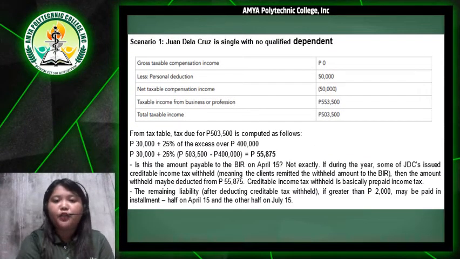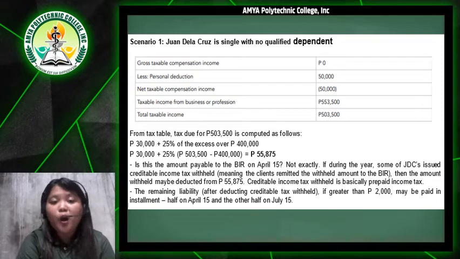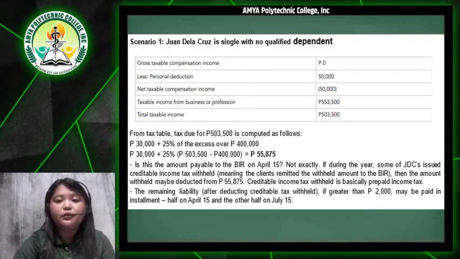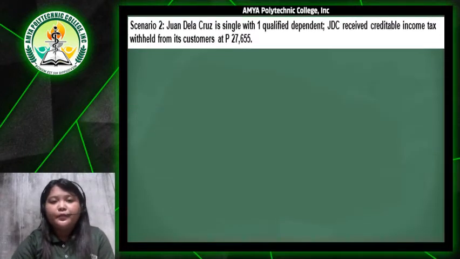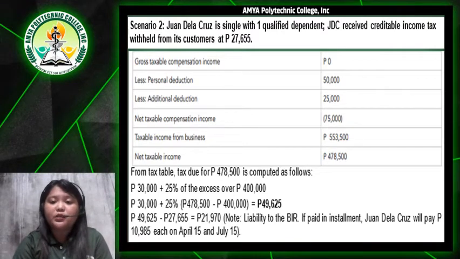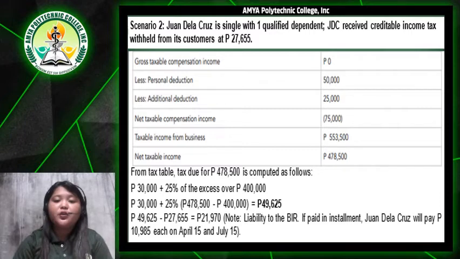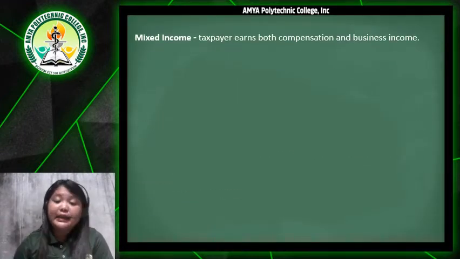Next, scenario 1 is with no qualified dependent, meaning there is no compensation income, and the personal deduction is only 50,000 pesos. Next, how about if we have one qualified dependent? Then we also have the net taxable compensation income of 75,000 pesos, and then the additional deduction of 25,000 pesos, since it is 25,000 pesos per dependent. So now the net taxable income is 478,500.